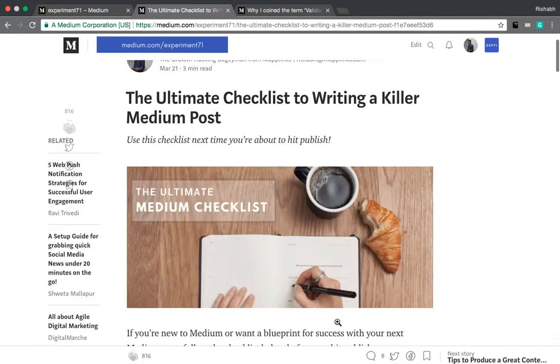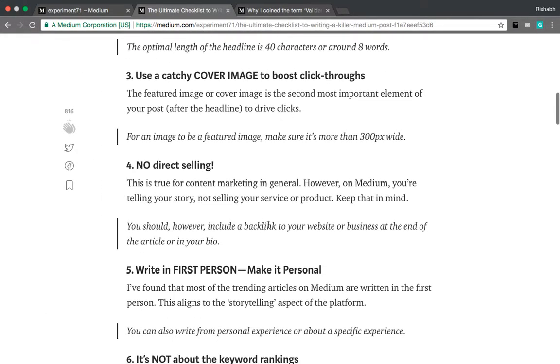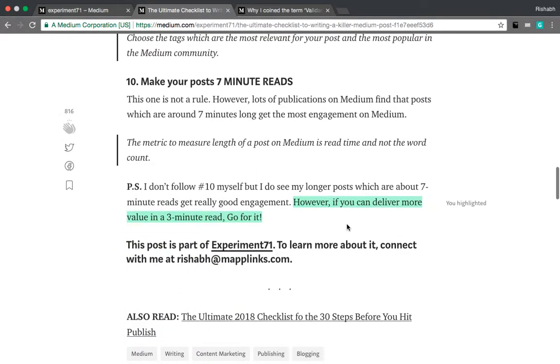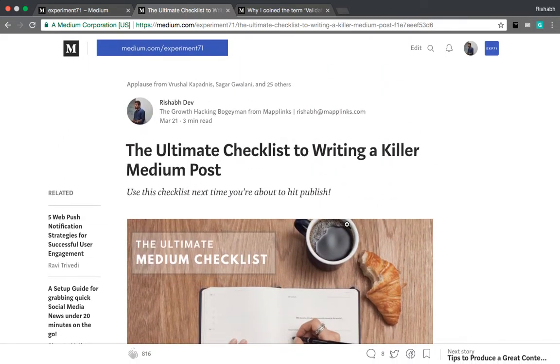I think if you're doing any new article on Medium, you're publishing a new post or your first post, make sure you follow these 10 points, which are really simple to follow. If you have good content and you have this in place, you can be sure that you've written a really good, high performing Medium post.